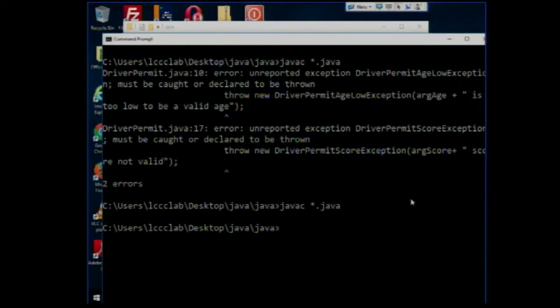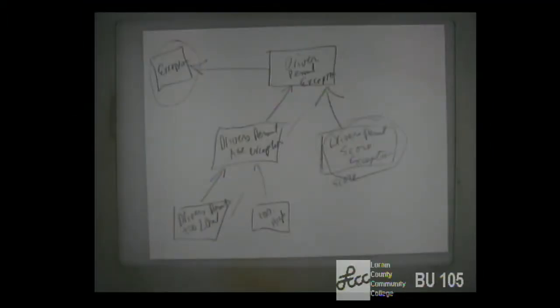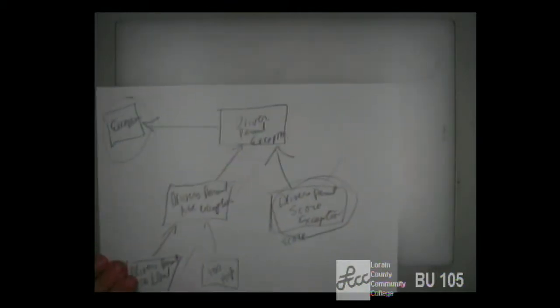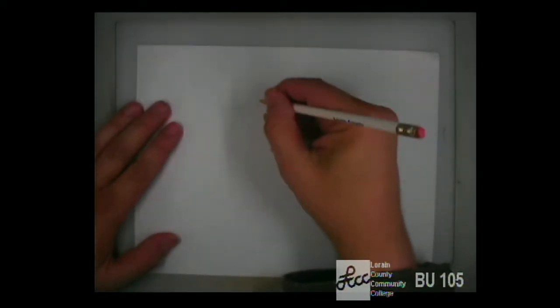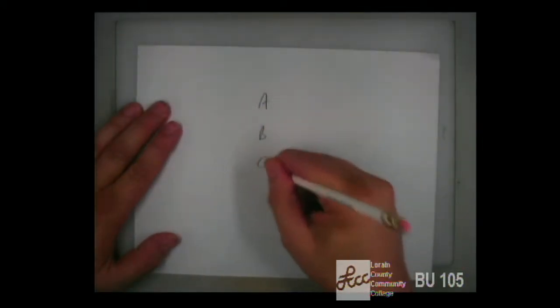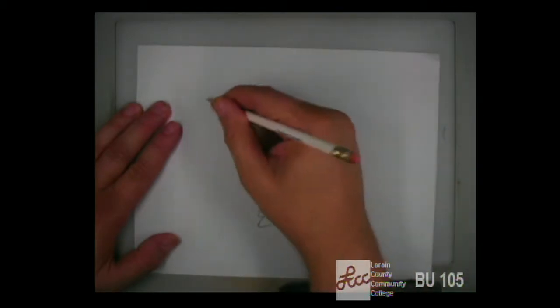All right? When you have functions calling other functions, you have what's called a stack. All right? A stack is a data structure where the last in is the first out. So in other words, if I have a function, let's say I have a bunch of functions A, B, C, D. These are all functions.